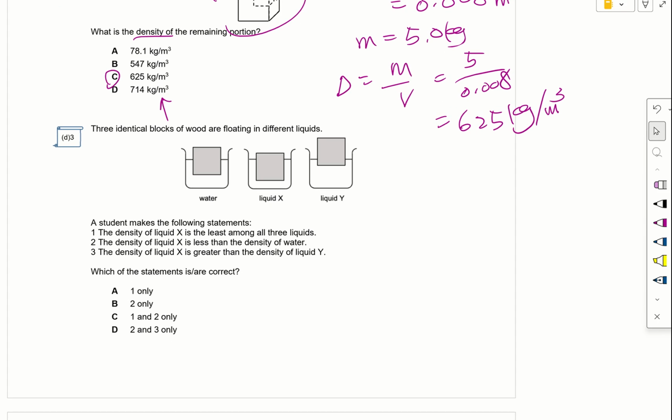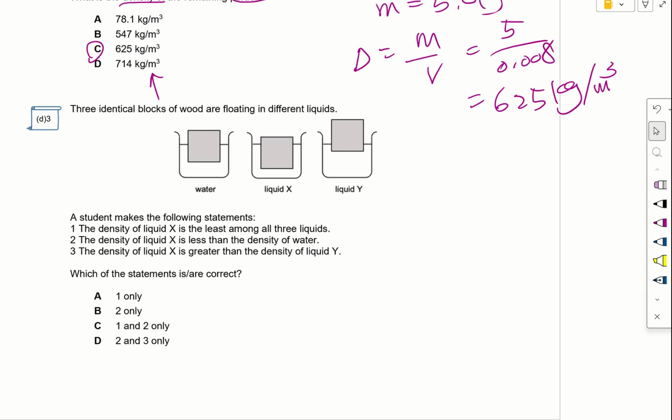Okay, 3 identical blocks of wood are floating in different liquids. A student makes the following statements: density of liquid X is the least among all 3 liquids. Density of X is less than the density of water. Density of liquid X is greater than the density of liquid Y. So which of the following statements are correct?